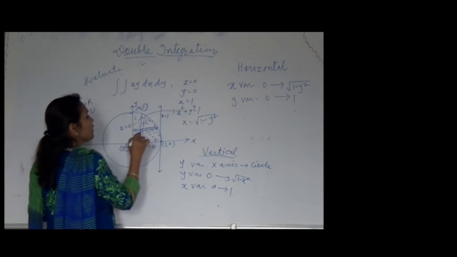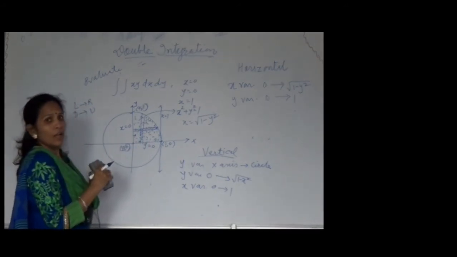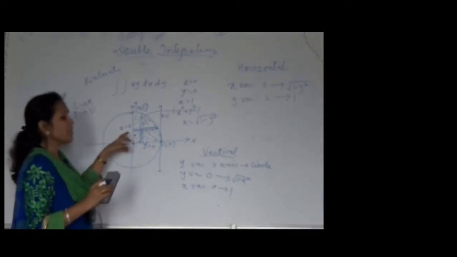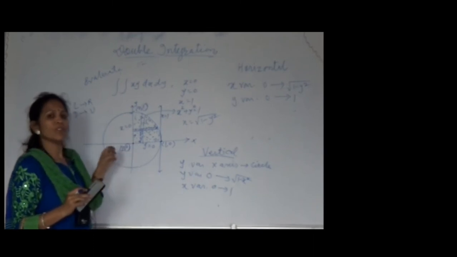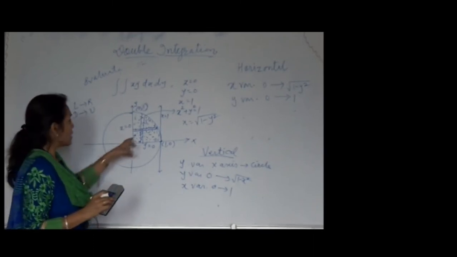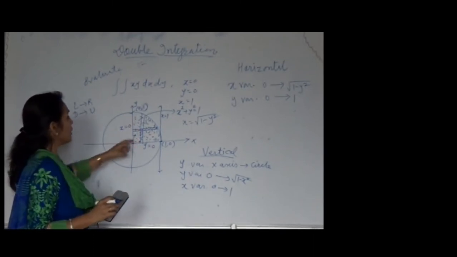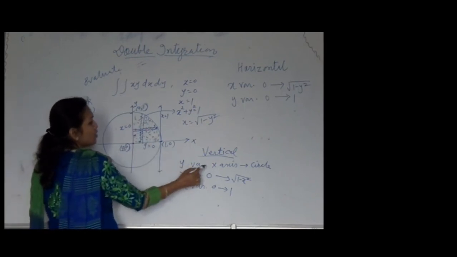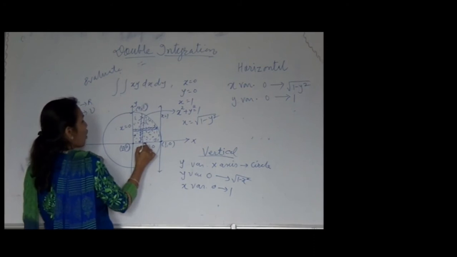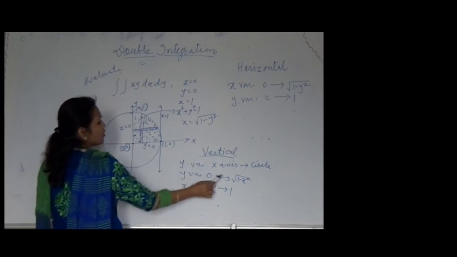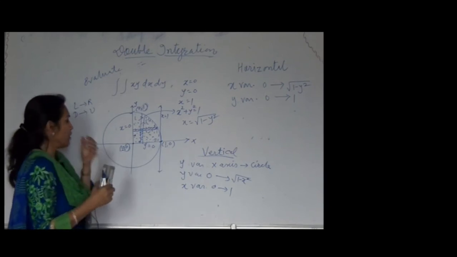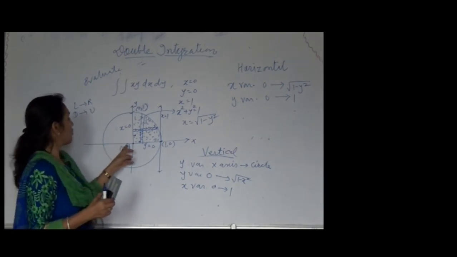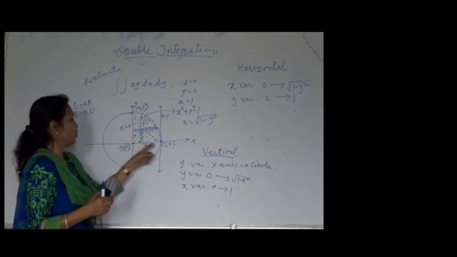After shading the region, whatever strip you want, draw the strip, but according to that you have to select your limits. As the vertical strip is drawn, the vertical strip starts from the x-axis and ends at the circle. So your y varies from what? X-axis to circle, that is 0 to root of 1 minus x square, and x varies over the distance 0 to 1.